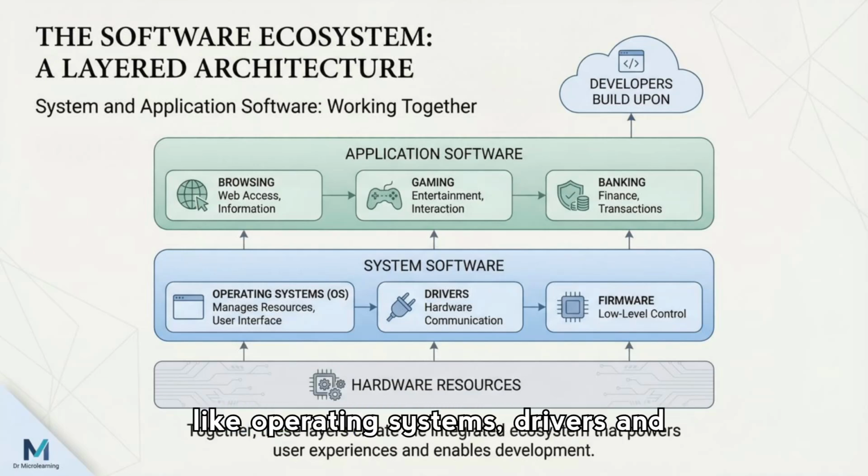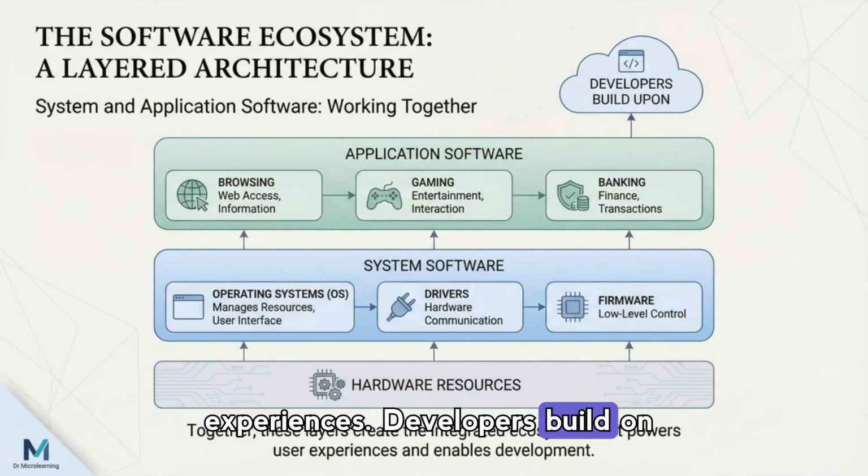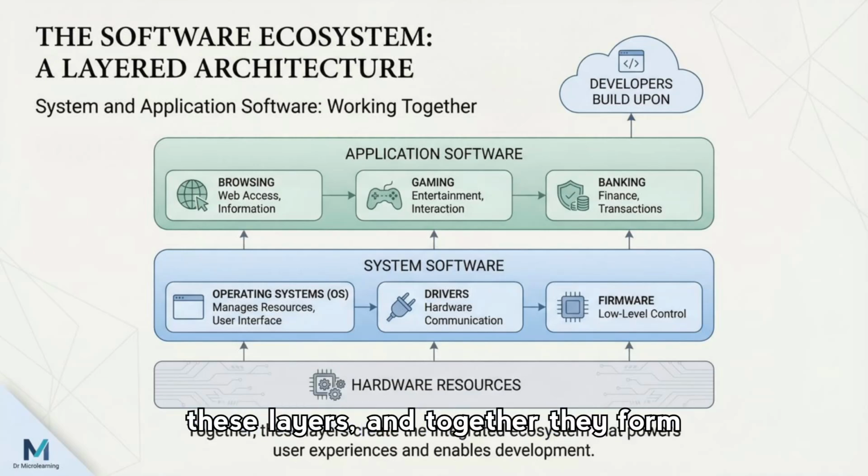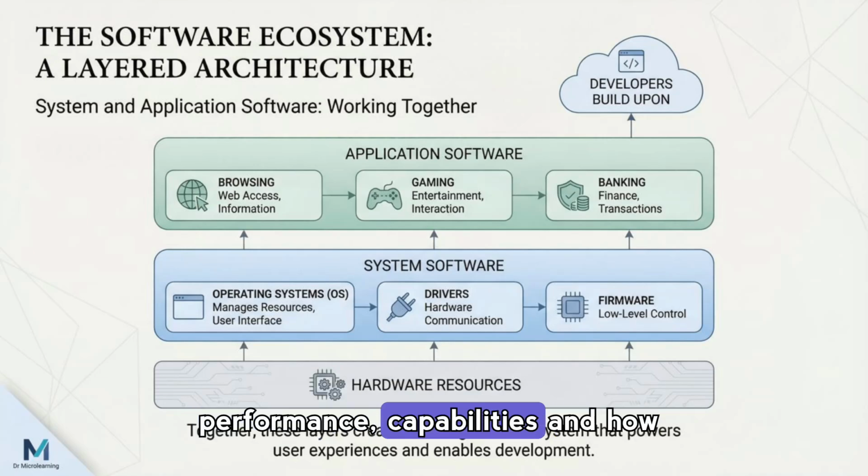This diagram shows a layered software ecosystem, where hardware sits at the base. System software like operating systems, drivers and firmware manage resources, and application software sits on top to deliver browsing, gaming, or banking experiences. Developers build on these layers, and together they form an integrated stack that shapes performance, capabilities, and how users interact with devices.